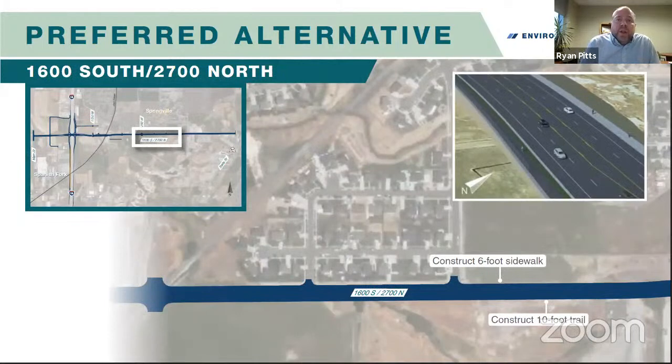Finally, the preferred alternative includes widening 1600 South, 2700 North to 5 lanes. This includes 2 travel lanes in each direction and a 14-foot center median. The widening also includes 10-foot shoulders on both sides of the road, a 6-foot sidewalk on the north side, and a 10-foot multi-use trail on the south side of the road.